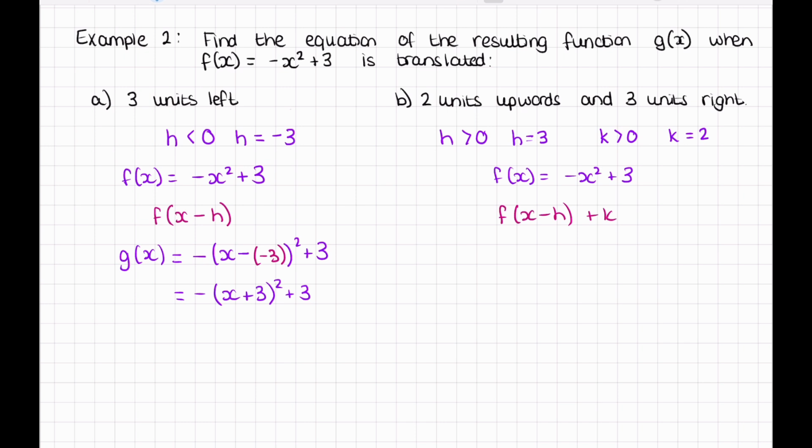Now let's put in everything we have here. So let's start with our horizontal translation. So the same as the last one. We're going to put x in brackets, and the minus is a general form, and we're going to put in 3 and square that. We still have a +3 at the end of the equation, so that stays, but now we also need to apply the k, which is +2, so we're going to add another 2 to the end, and then we can simplify this. So we'll have minus x minus 3 in the brackets, all squared, and then 3 plus 2 is 5.